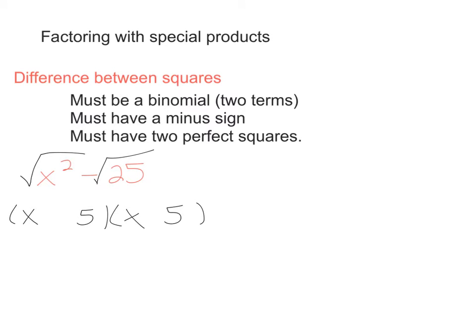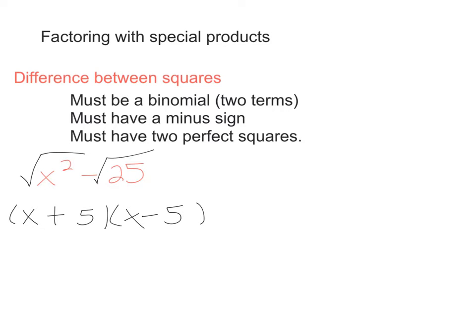Now this is where we have to remember, when we have the difference between perfect squares, we're going to have different signs. X plus 5 times x minus 5, or you can write x minus 5, x plus 5. So you might be wondering, why do we have to have those opposite signs?